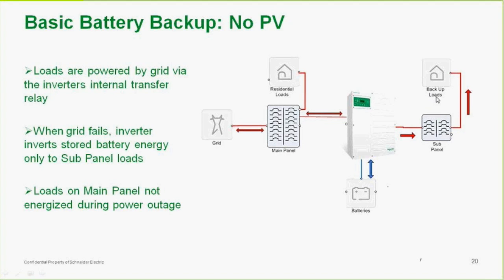So when the grid's available, power is available to both the main panel and sub panel. When the grid goes out, this goes dead. The internal transfer switch opens up. We power the loads on our backed up load center only using the batteries. Right now, we don't have any solar in the system because it's not absolutely required. Now, you could also add a generator to this, or you could add solar. We'll get to those later. When the grid fails, inverter energy is supplied to the sub-panel loads only.